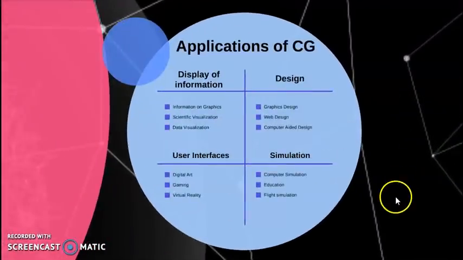Let's get into some applications of computer graphics. One good application of computer graphics is right now in front of you, that is nothing but the presentation that I am displaying. This is one of the good examples of computer graphics wherein a lot of graphics is involved here and some sort of animation. Applications of computer graphics we have divided into four types. One is display of information, second is design, third is user interfaces, and the fourth is simulation.